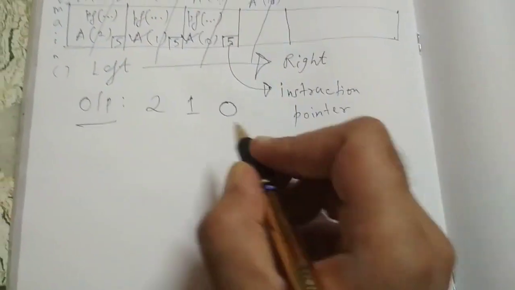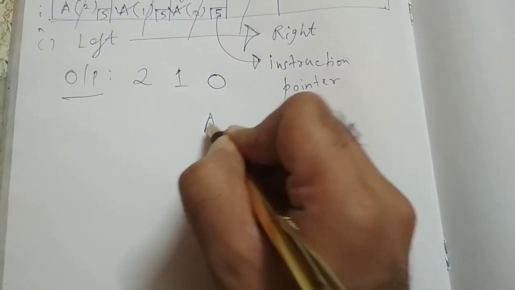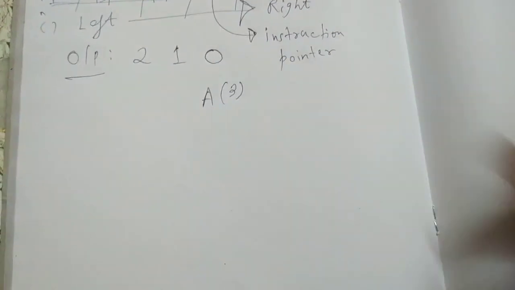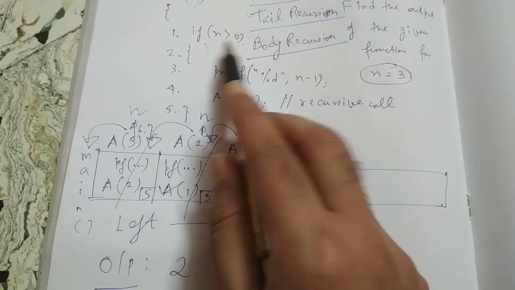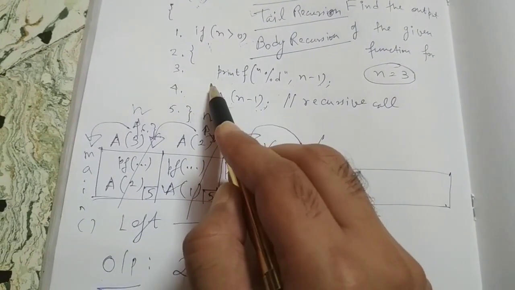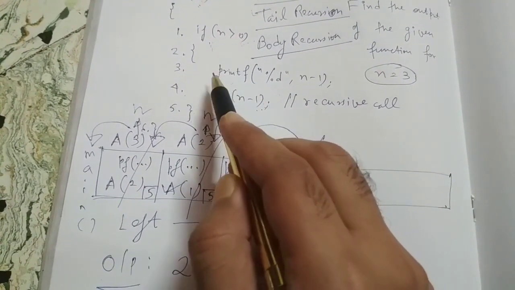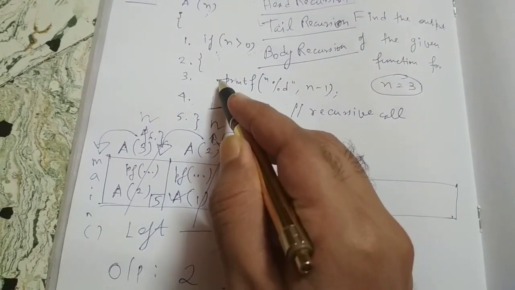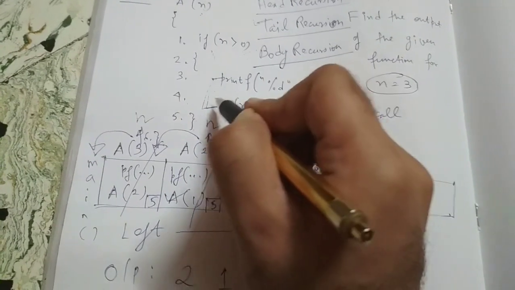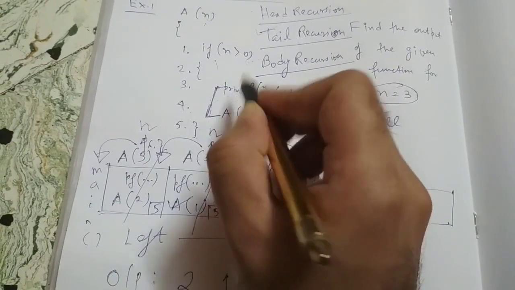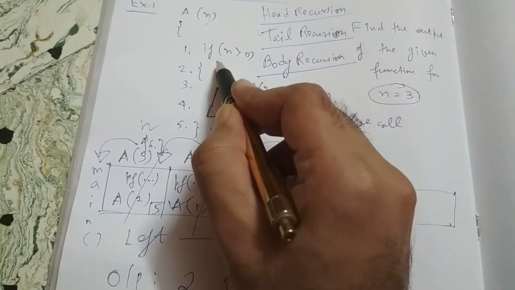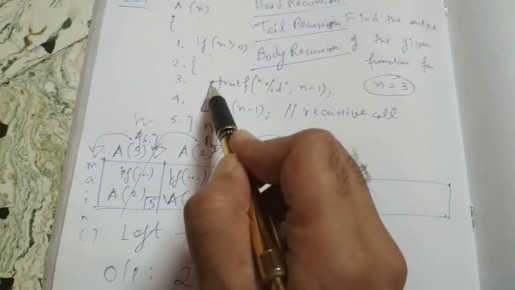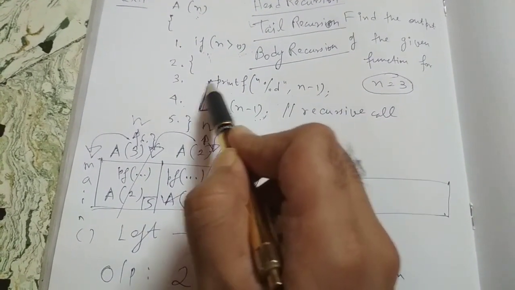So what do we have to find? We have to find A of 3. Now, to find A of 3, what are we doing? We are checking if 3 is greater than 0. Yes, it is. So it comes inside, and now it has to execute these two statements. It has to execute a printf, and it has to make a recursive call. See, for n equal to 3, this condition is satisfied because 3 is greater than 0. Now it has to execute these two statements, right?